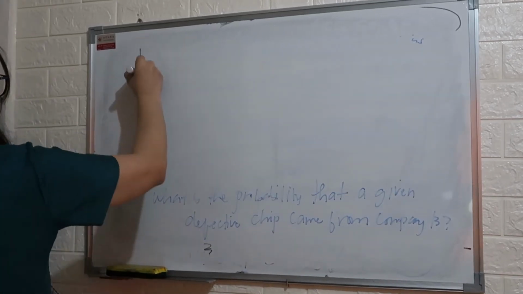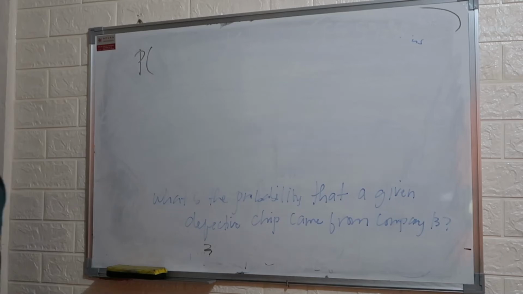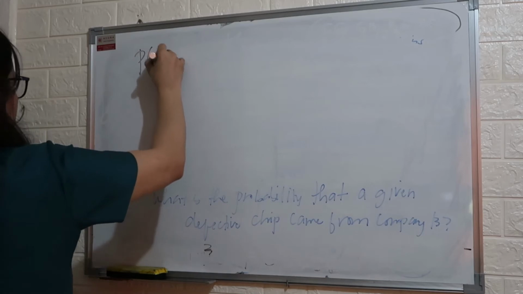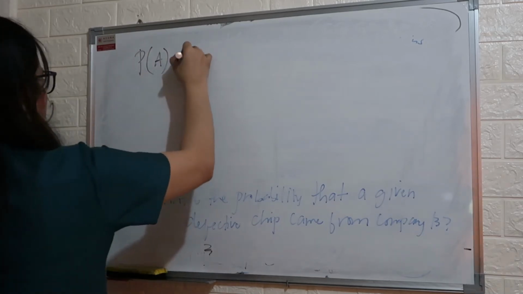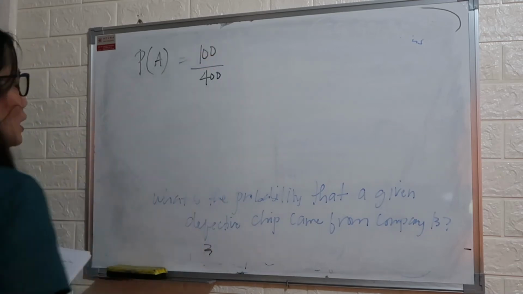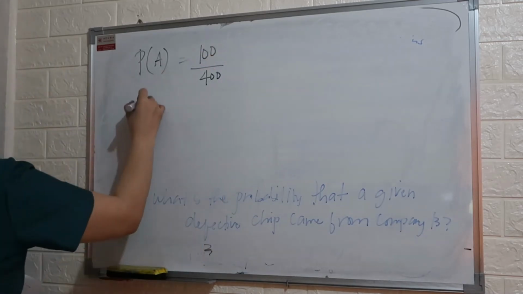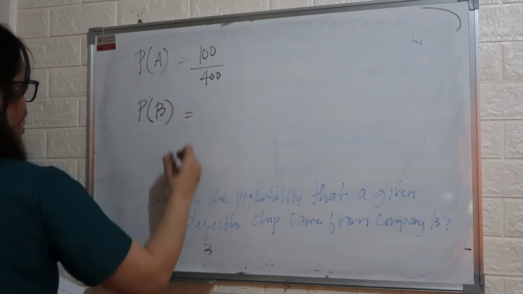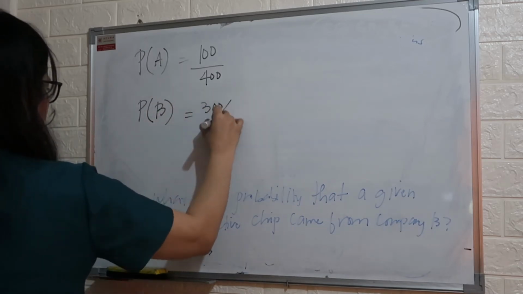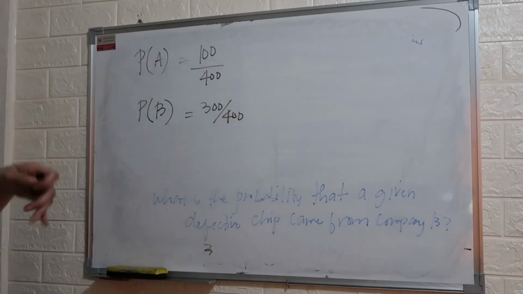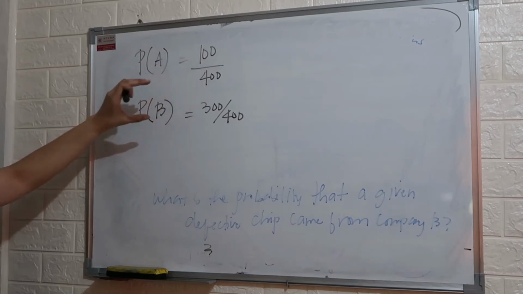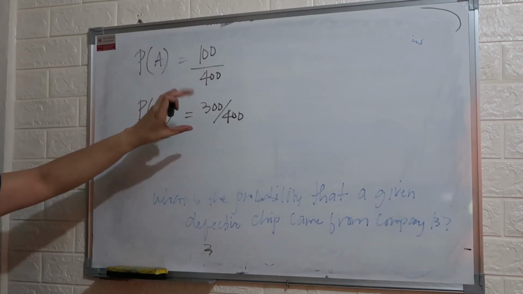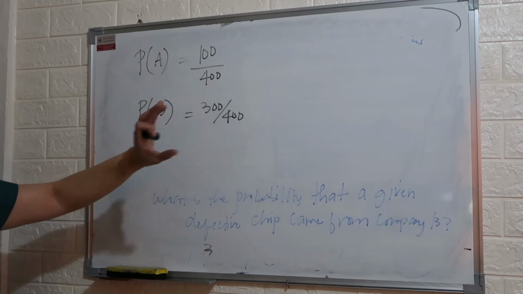So what is the probability that the chips came from company A? So that will be 100 over 400, okay, chips. Okay. And then the probability that the chips came from company B, so that will be 300 out of 400. So the probability of getting the chips from company A will be 100 chips out of 400, and the probability of getting the chips from company B will be 300 chips out of 400.